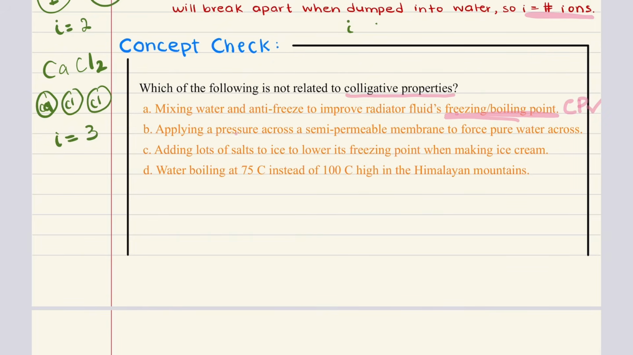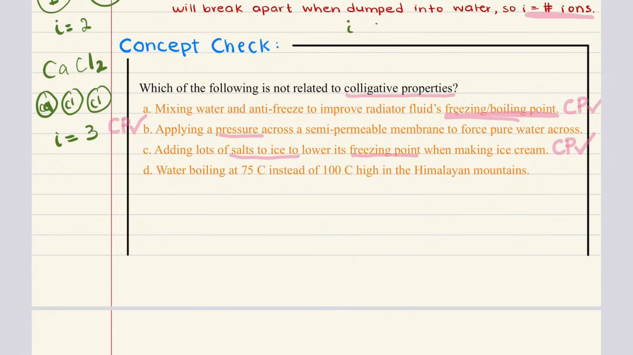B says applying a pressure across a semi-permeable membrane to force pure water across. This is referring to osmotic pressure, which is colligative. So far, A and B are not what we're looking for. C says adding lots of salts to ice to lower its freezing point when making ice cream. So lowering the freezing point is freezing point depression. That is a colligative property.